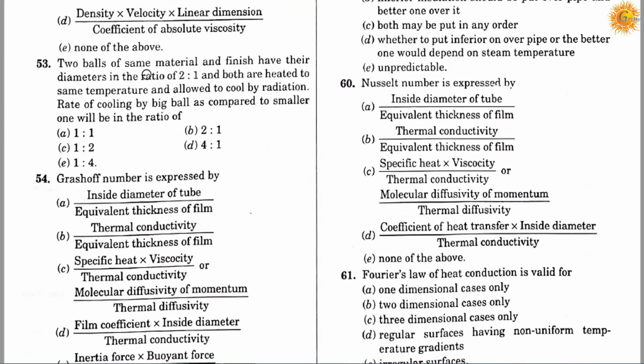Question number 53. Two balls of same material and finish have their diameter in the ratio of 2:1 and both are heated to the same temperature and allowed to cool by radiation. Rate of cooling by the big ball as compared to the small ball will be in the ratio of: option A, 1:1; option B, 2:1; option C, 1:2; option D, 4:1; and option E, 1:4. So the correct answer is C. It will be 1:2. It means the ratio of cooling will be 1:2.